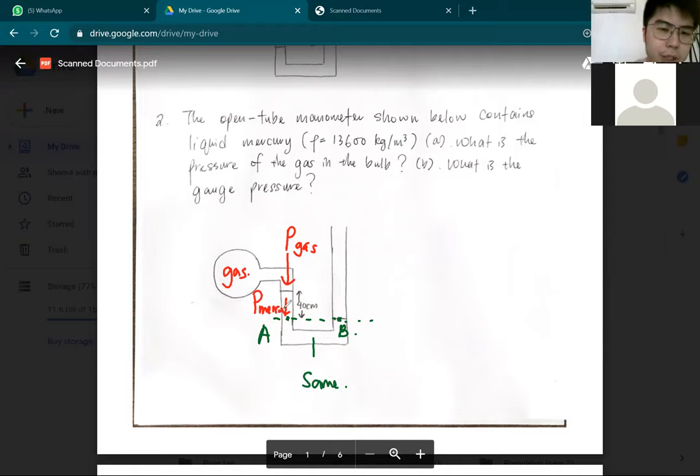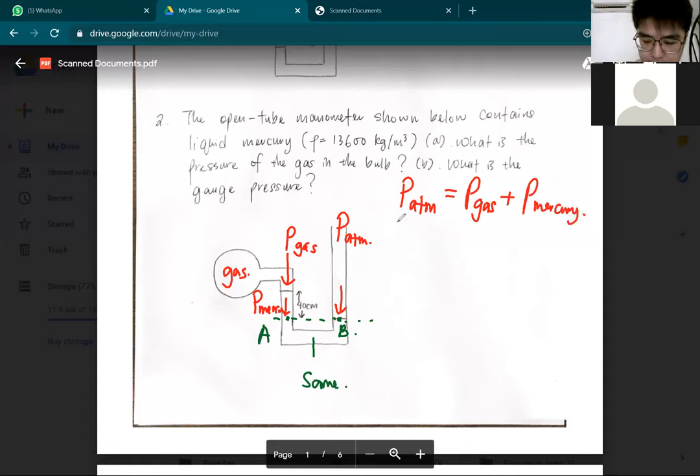And what is the pressure acting at point B? You see point B is exposed to the environment, so this is the atmospheric pressure. And then these two are balanced. So P atm is equal to P gas plus the mercury.